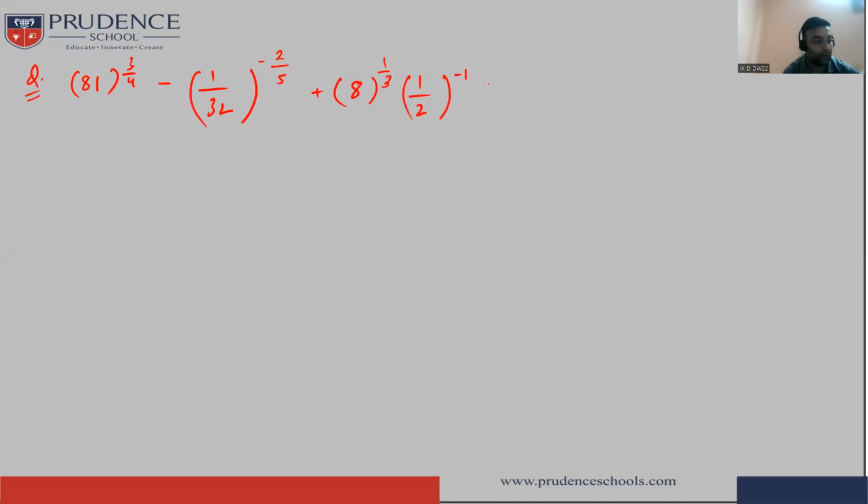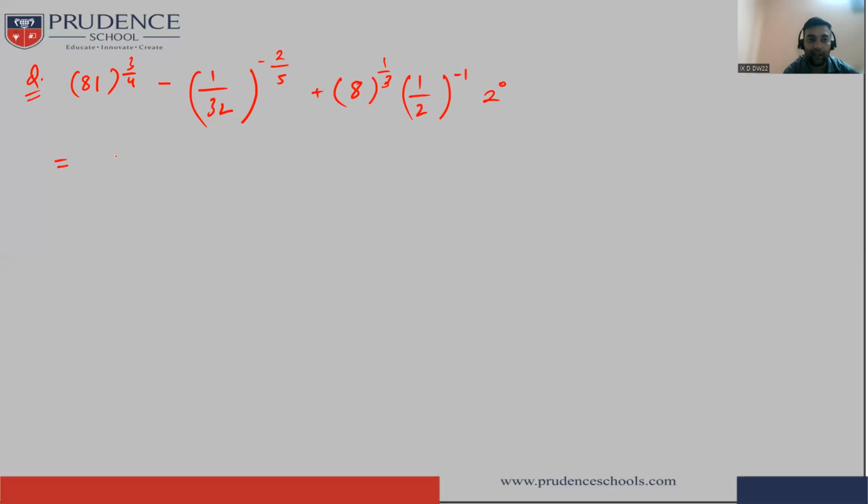Then after that we have 81 raised to power 3 by 4 minus 1 upon 32 raised to power minus 2 by 5 plus 8 raised to power 1 by 3 into 1 by 2 raised to power minus 1, 2 raised to power 0.